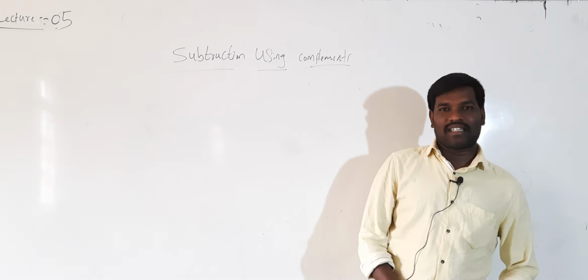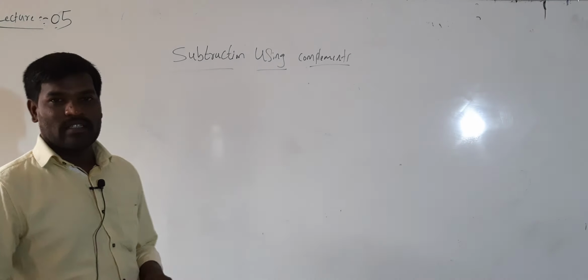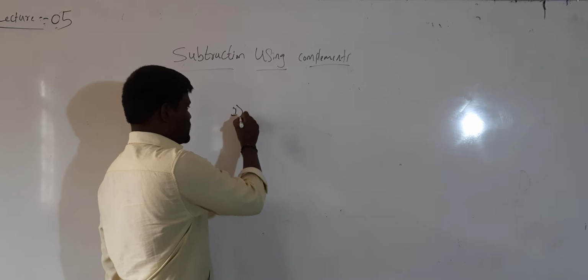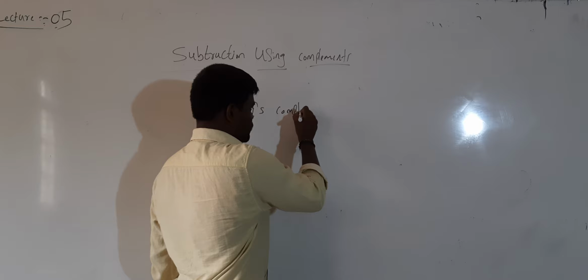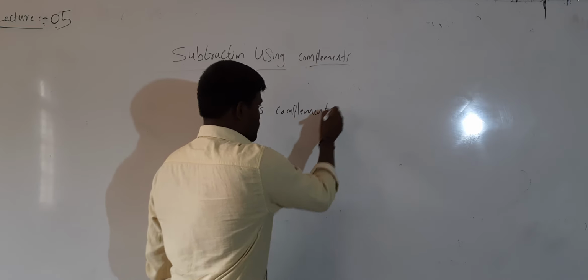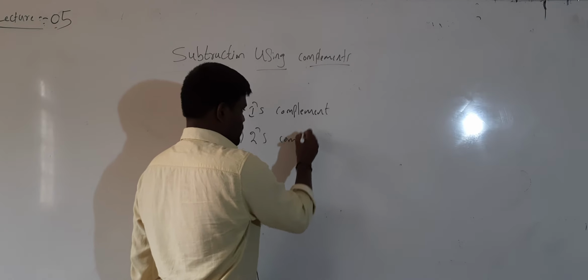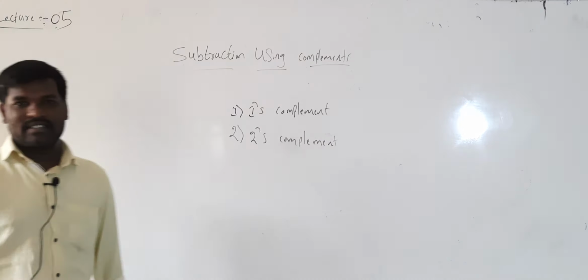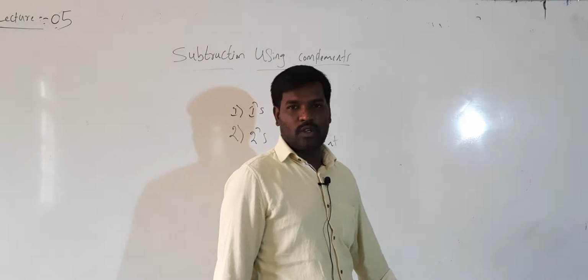Dear students, in the last class we have already discussed subtraction using the complements. There are two types. The first one is ones complement. The second one is two's complement. We already discussed one example. Today we shall discuss some more examples on ones complement as well as two's complement.